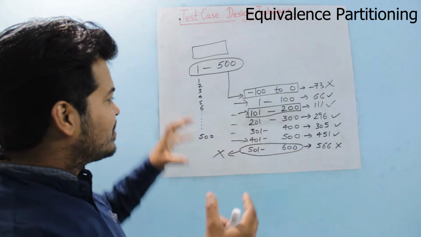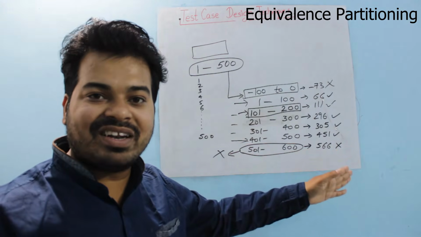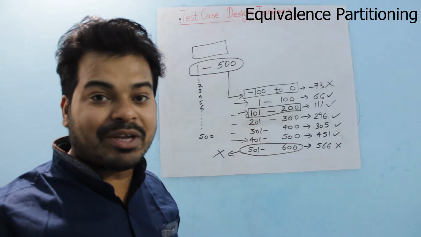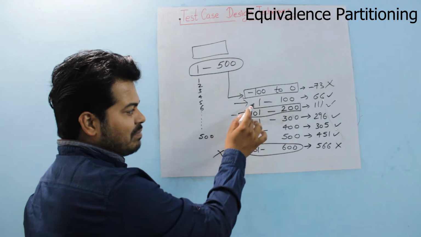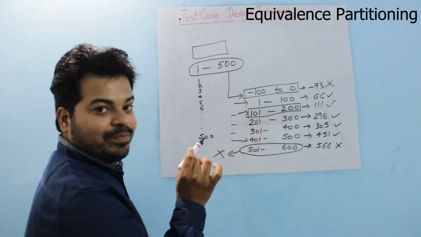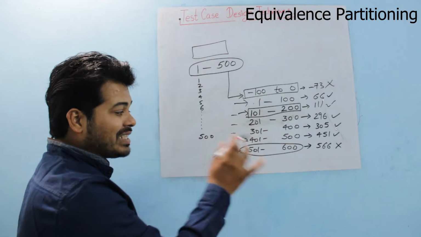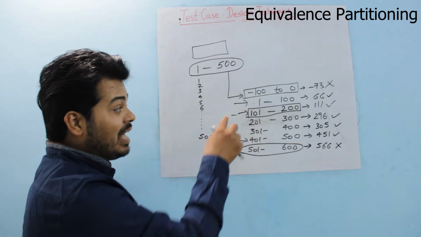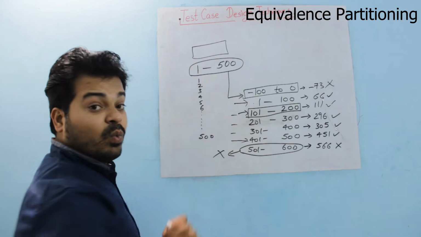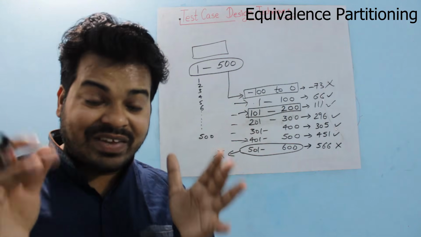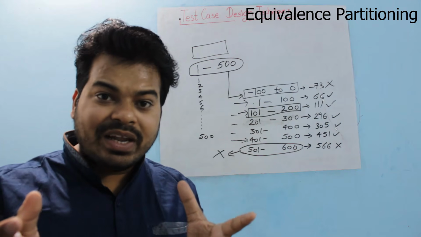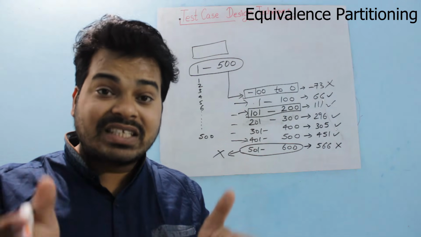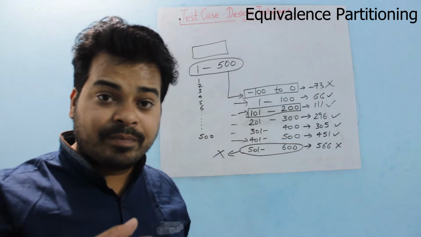So you reduced your test cases from 500 to only 7, and you got to know which values it is accepting or not. You finally got to know that it is accepting between 1 to 500, that it will not accept above 500, and that it will not allow any value less than 1. So think about this, guys. When you are testing, let's say you are a QA, and you are testing in a real scenario, you are testing for your company.